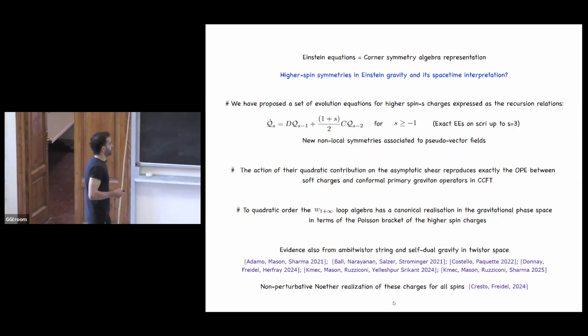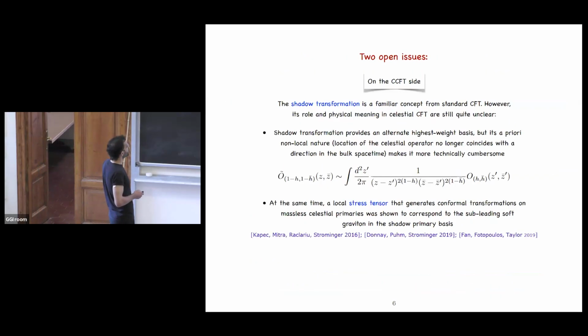Of course, there's been a lot of evidence for this algebra coming from twistor string theory and self-dual gravity, which we heard quite a bit about so far. Also, there's been a non-perturbative Noether realization of these charges in a recent work of Laurent with Nico. But now there are two open issues that I want to address.